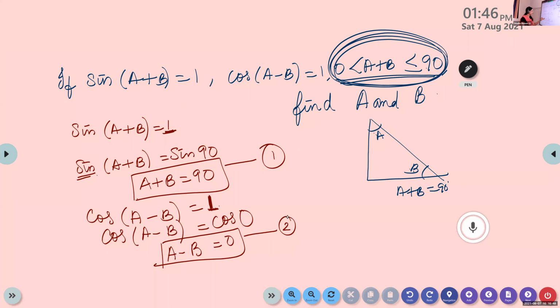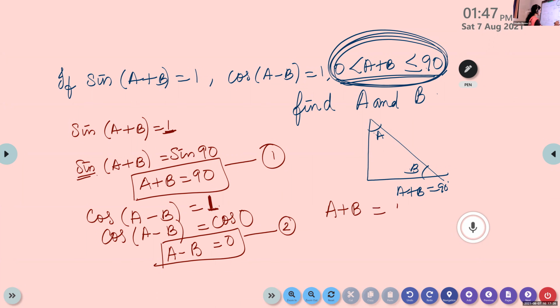Children, in the question it is given cos of a minus b is 1. So you look at the value 1 and express 1 in terms of cos. Why are we writing in terms of cos? Because in LHS it is in terms of cos. 1 is cos 0. Now when we equate it, we get a minus b is 0. So now we get two linear equations. When you solve this, you'll get what is a and what is b.